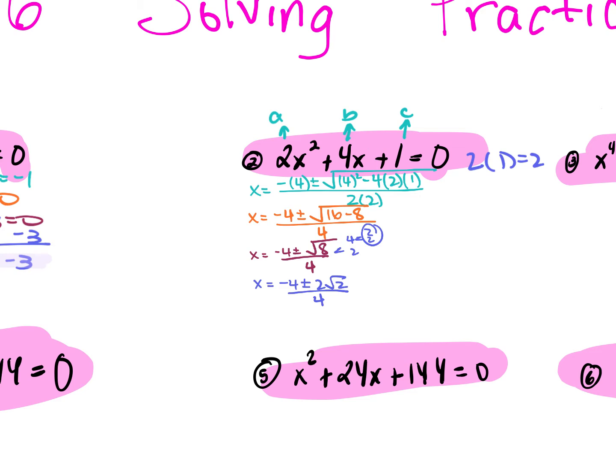Do you have a common factor between the negative 4, the 2 square root 2, and the 4? 2. So divide all of them by 2. The 4 on the bottom becomes 2. The negative 4 up top becomes negative 2. And the 2 square root 2 just is the square root of 2. So this gives us negative 2 plus or minus the square root of 2 all over 2.